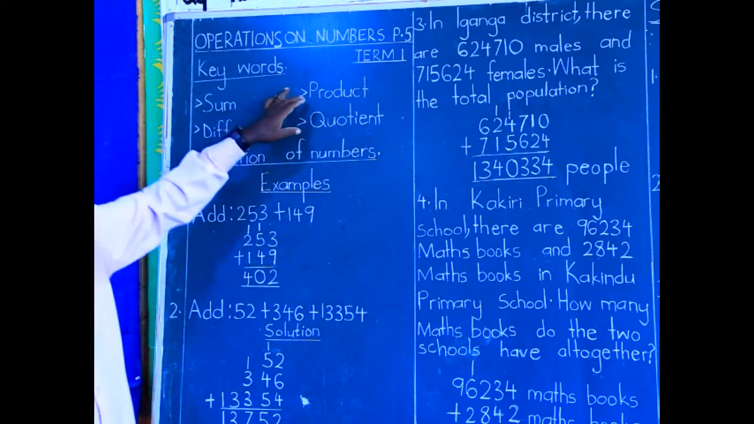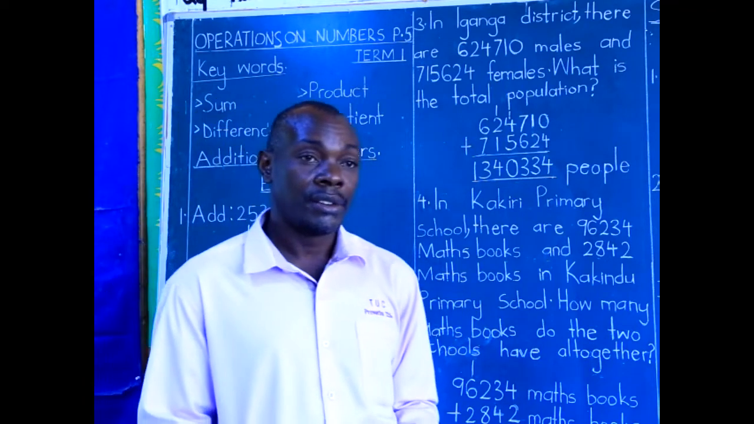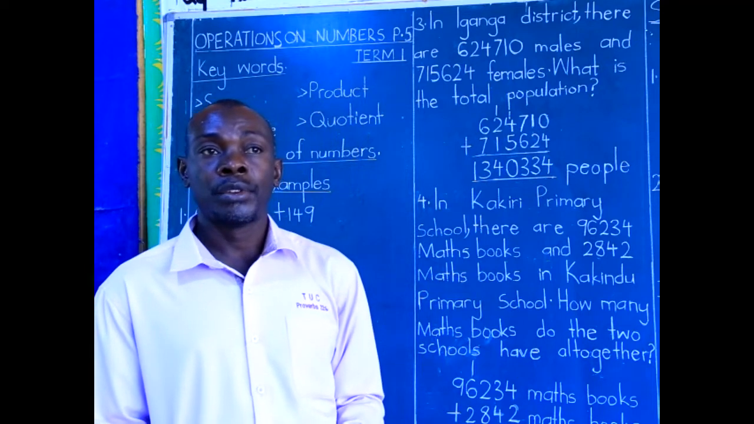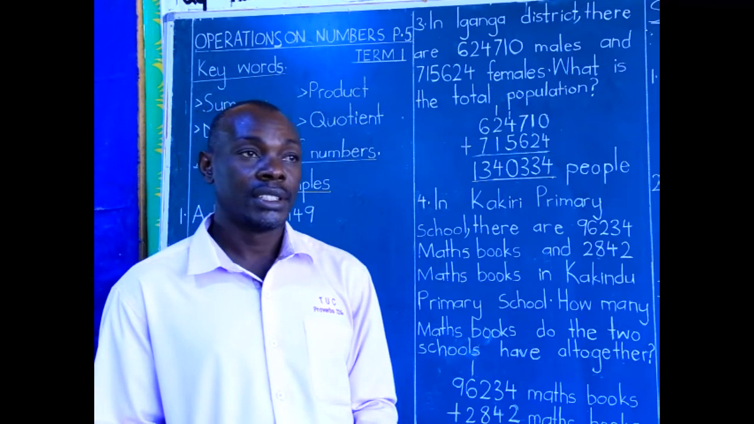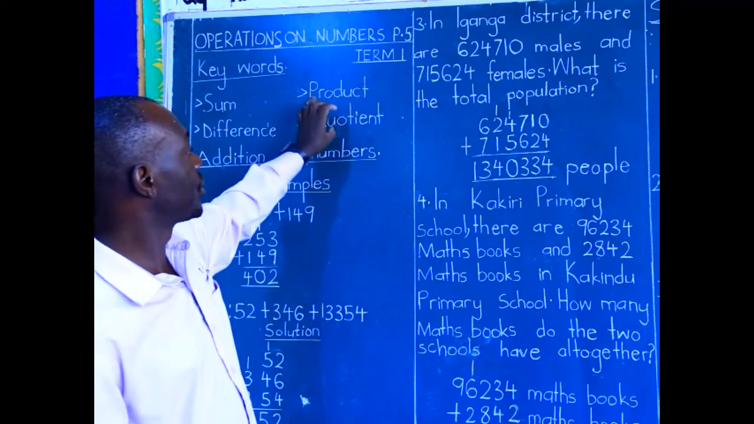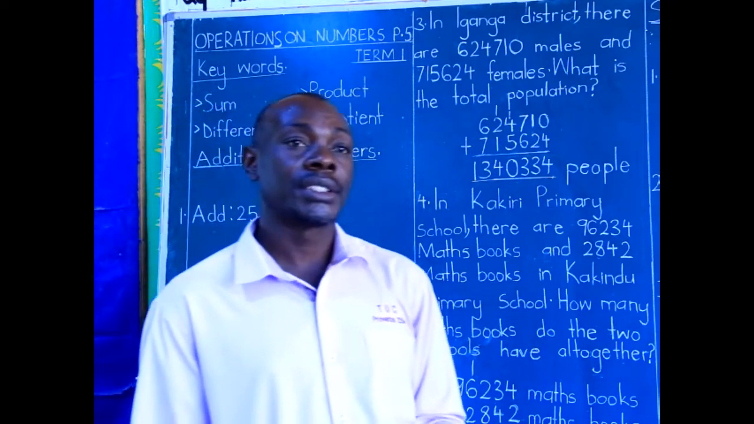When we look at product, product is the result after multiplying two or more numbers. Like the product of 2 and 3 is 6. The working is 2 times 3 to obtain that 6. So 6 is the product. Then quotient is the result after dividing two numbers.